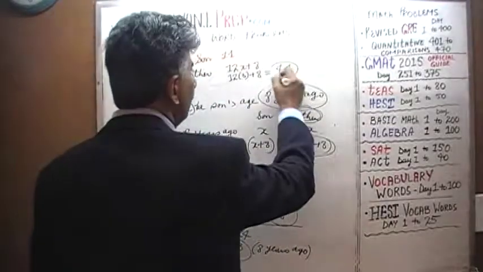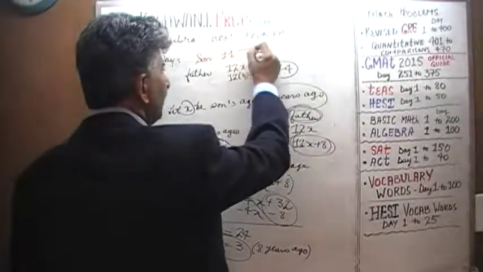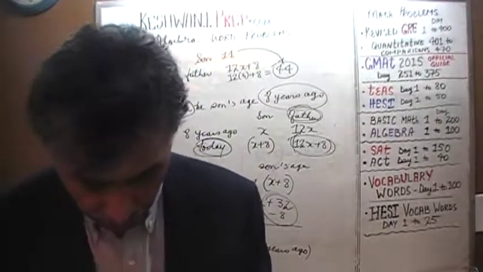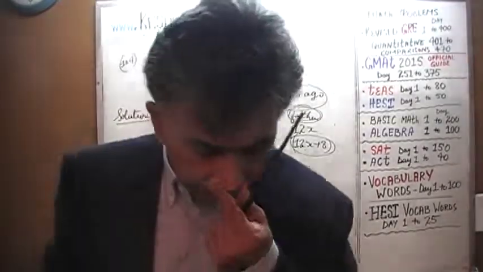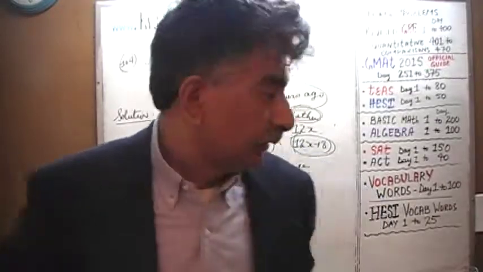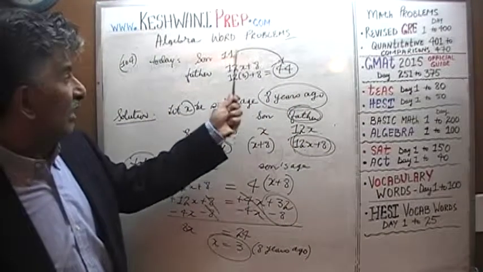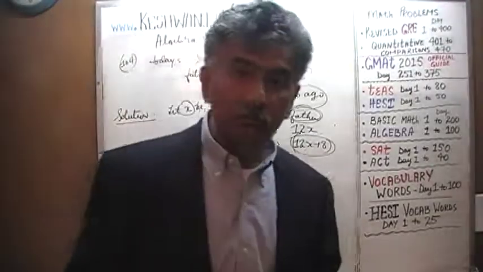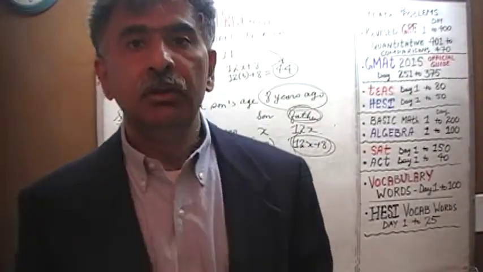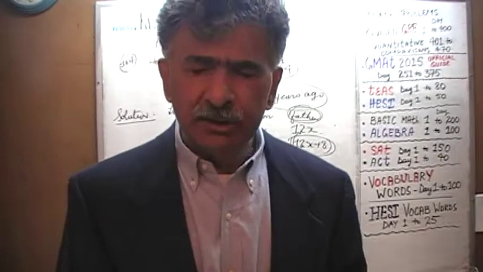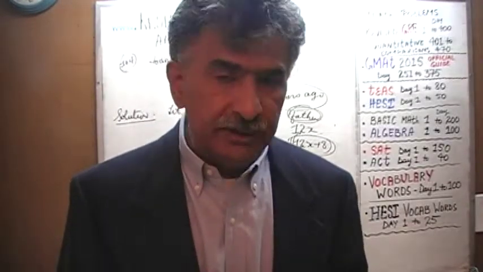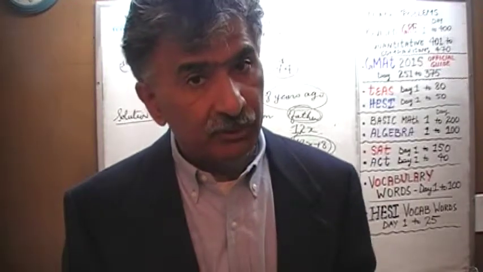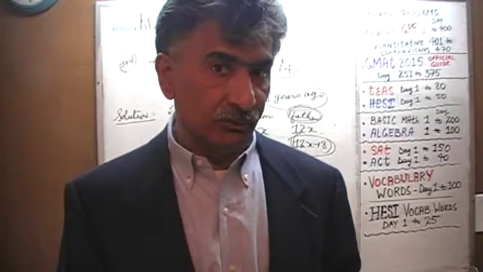And is 44 4 times 11? Is 44 4 times 11? Because we were told that today the father is only 4 times as old. And the answer is yes, he is 4 times as old as the son, which means our answer is correct. The son must have been 3 years old 8 years ago, and therefore the son is 11 years old today, which makes father 44 years old.